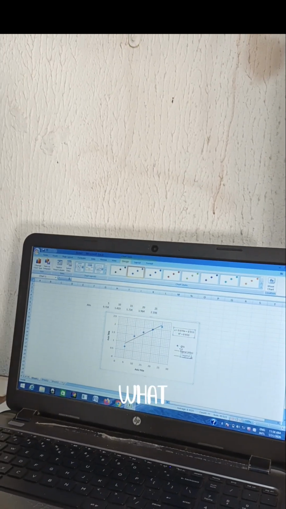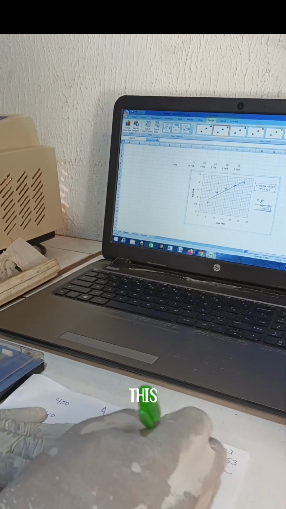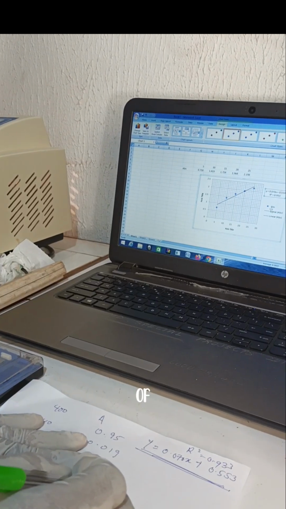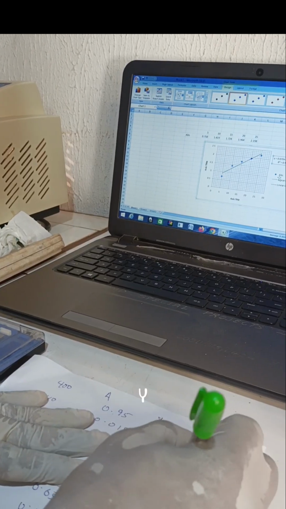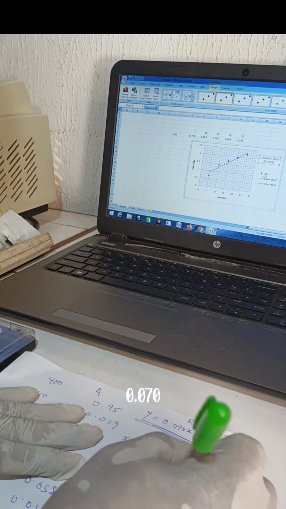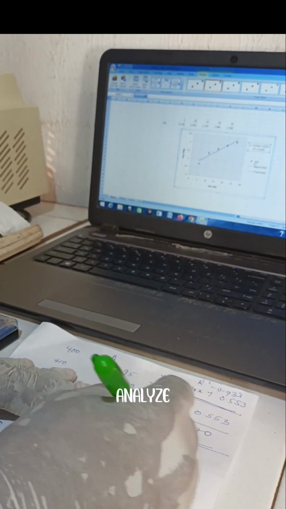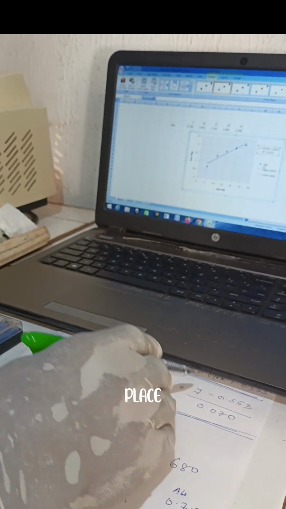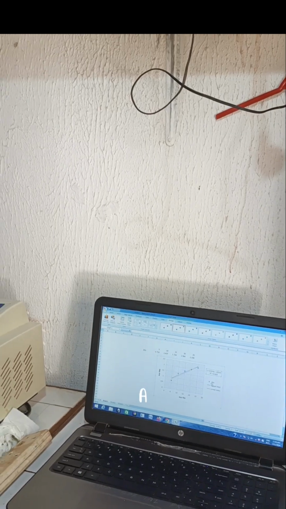R squared is 0.933. Now, what we'll do is to make x the subject of formula. Since y in the equation of the plot is absorbance, we make x the subject of formula because x is what? Concentration. Thereby, x will be equal to y minus 0.553 all over 0.070. So now, anytime we analyze any sample, whatever absorbance we get, we put it in this place, and then we derive the concentration. Now, this is a sample of a dye.